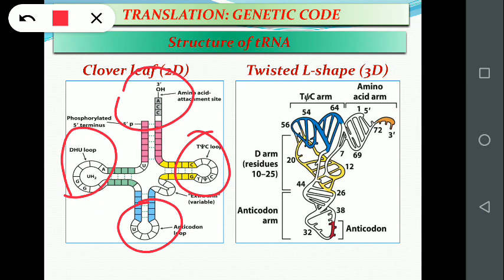Now an extra arm is also there in some of the tRNA molecules which are slightly larger than the rest of the tRNA molecules. And this is the clover leaf structure, the 2-dimensional structure. When we write it, you get a clover leaf style structure, but in fact in the 3D structure it is observed as a twisted L shape.